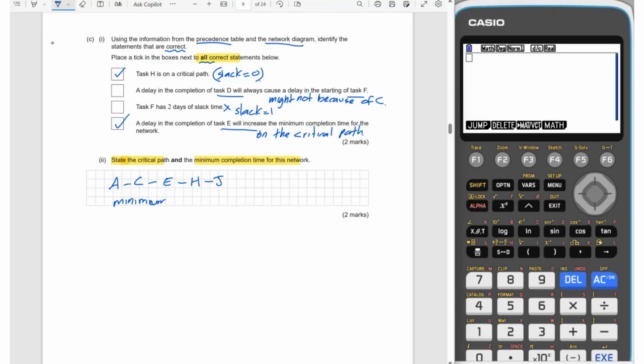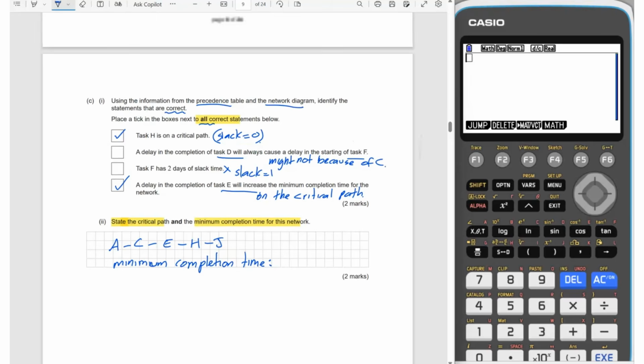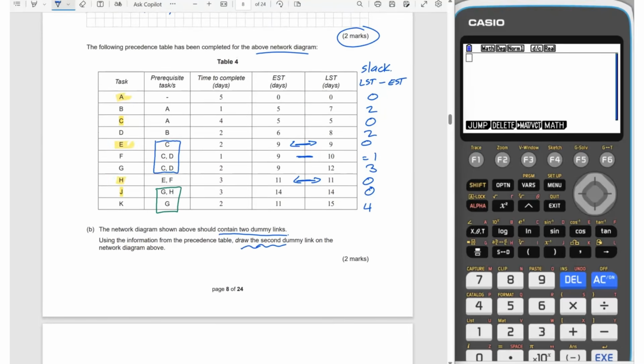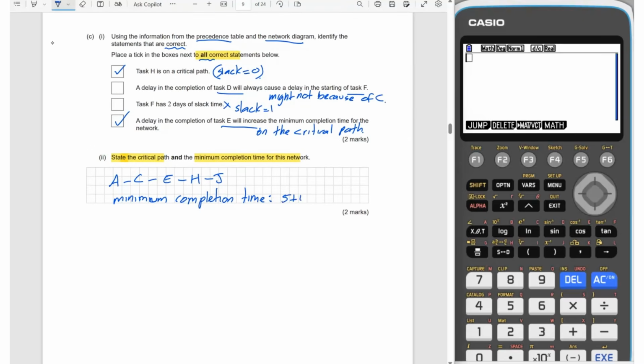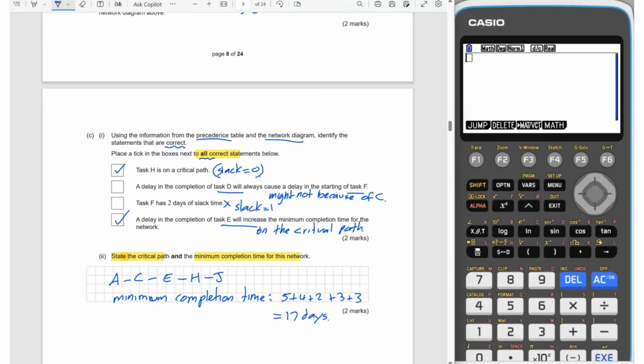Minimum is just us getting that information from the table about how many days it takes to complete those tasks. So we can see here adding 5, 4, 2, 3, and 3. So 5 plus 4 plus 2 plus 3 plus 3. I don't think we need a calculator for that one. We can pretty much see that it's going to be 17 days. And that is it.